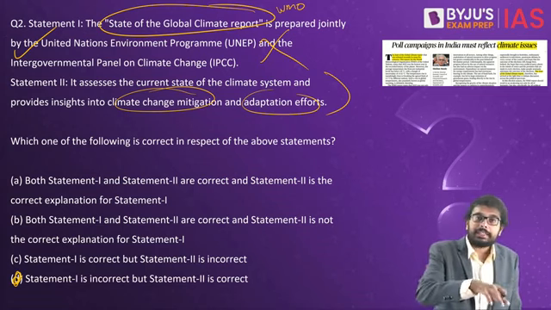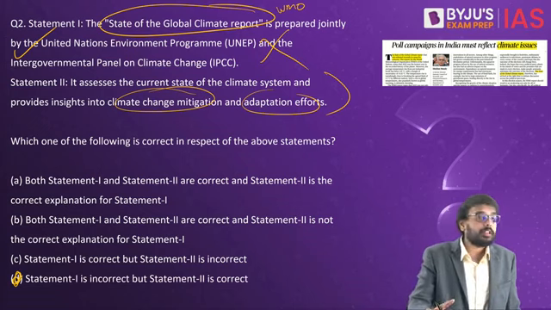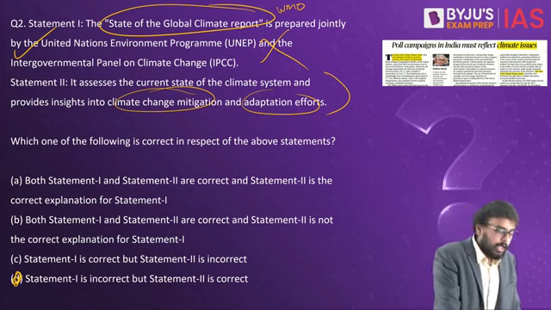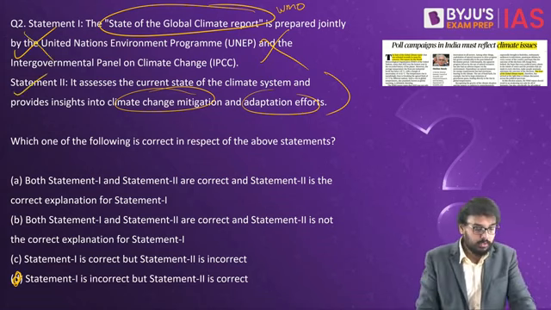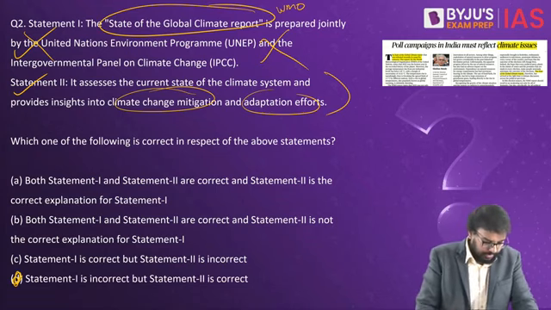So what is the current status of climate change? What are the measures that have to be taken to overcome these changes? That is given in the report. So statement 2 is right, and statement 1 is wrong. So the answer is D. So D is the answer.